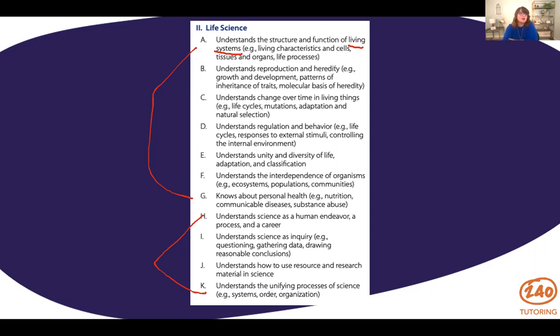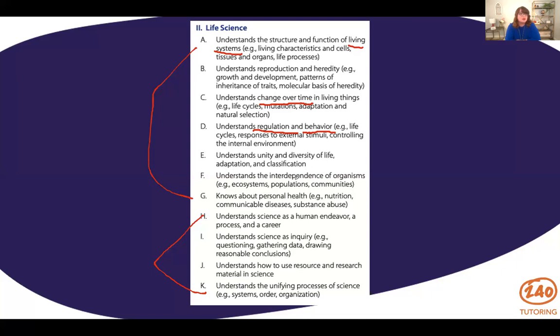Then understands change over time in living things. So last week we talked about change over time in earth science, but this is change over time in living things. So looking at life cycles, mutations, adaptation, natural selection, all of those aspects. And then we have D, understands regulation and behavior. Those are keywords there. So what do living things do to regulate, and what are their behaviors like? So you're looking again at life cycles, responses to stimuli, controlling the internal environment. And then we have understands unity and diversity in life, adaptation and classification.